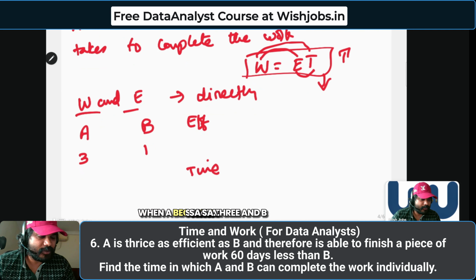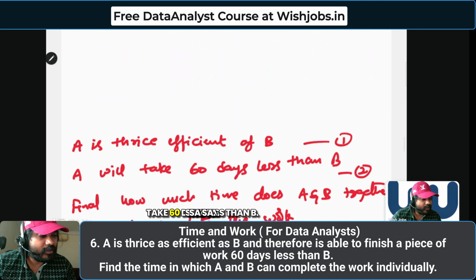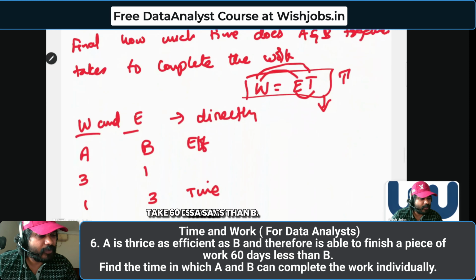When A becomes 3 and B becomes 1, when it comes to time it will become 1 and 3 because they are inversely proportional. And one more statement he told is A will take 60 days less than B. So A is taking 60 days less than B, so the difference is 60 days. But here you see the ratios are 1 is to 3, right? If you take this as x, you can take this as 3x. So the difference between 3x and x is 2x. He has given 2x as 60 days.